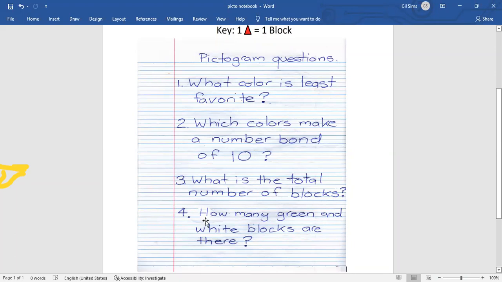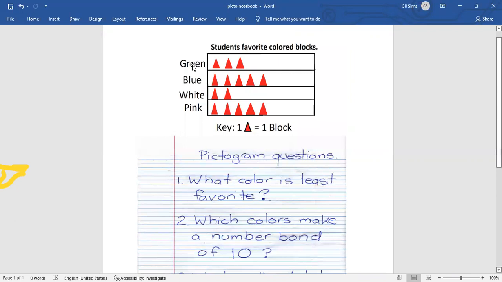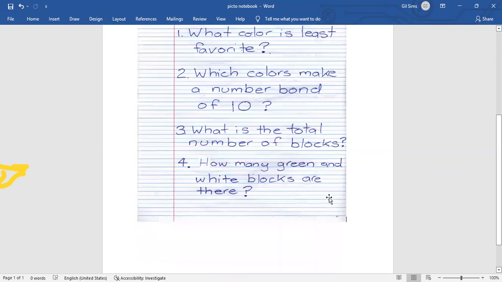And our last question will be how many green and white blocks are there? So it's a plus, an addition. You're gonna add green plus 2 equals. Give me answers. You just write them out.